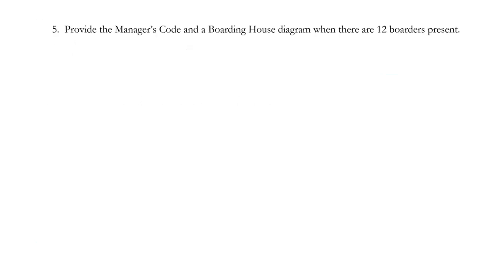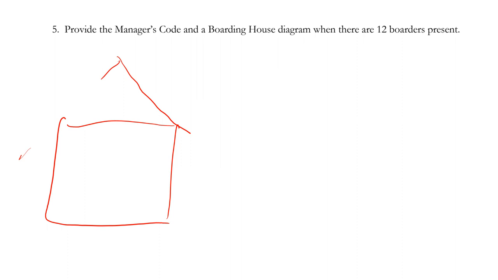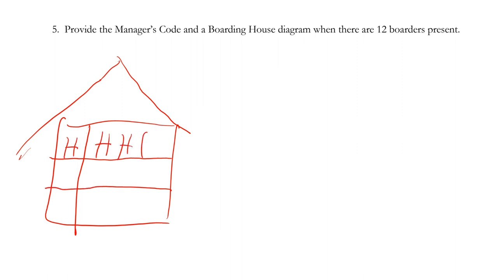So here's one point to write down in your notes. Provide the manager's code and boarding room design when there are 12 boarders present. So let's create the house. Okay, nothing in the kitchen. So 12 boarders, we're going to start from the bottom.